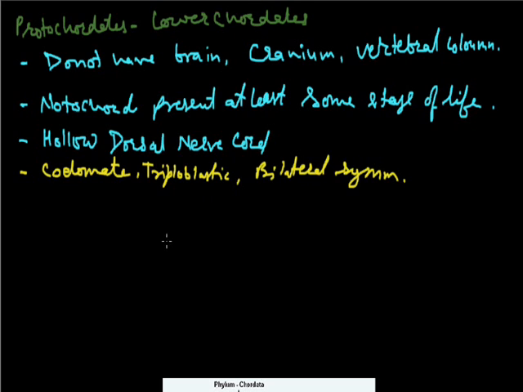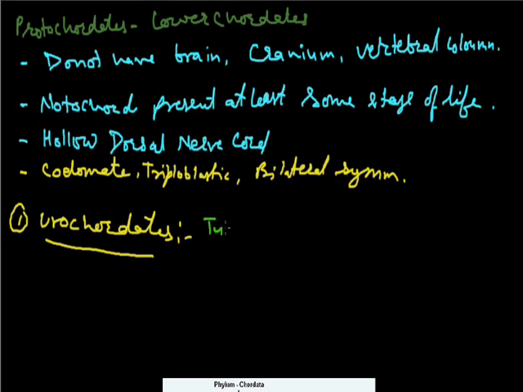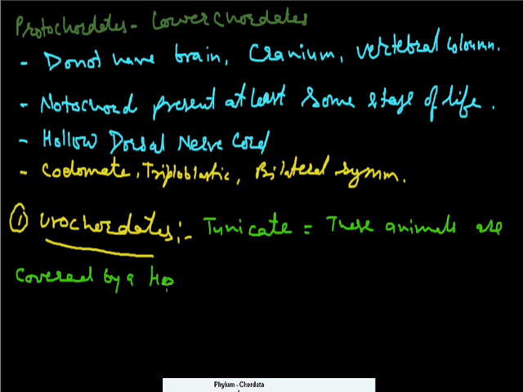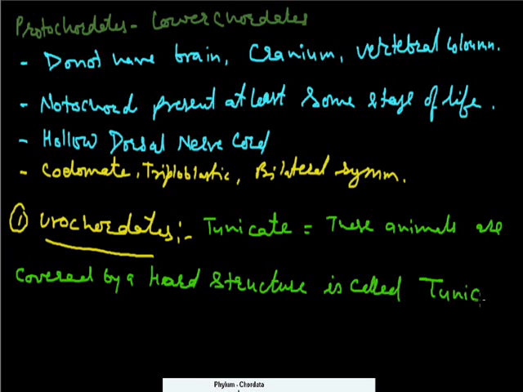These protochordate animals are further divided. The first group we call Urochordates. So what are the Urochordates? Urochordates are normally called tunicates. Tunicate means these animals are covered by a hard structure called the tunica. So these animals are called tunicates.